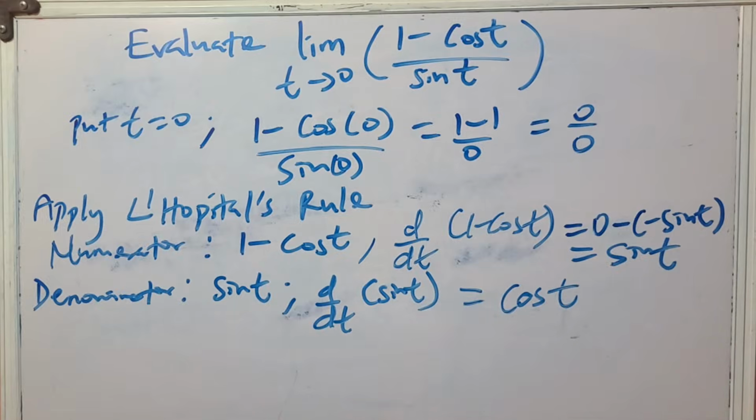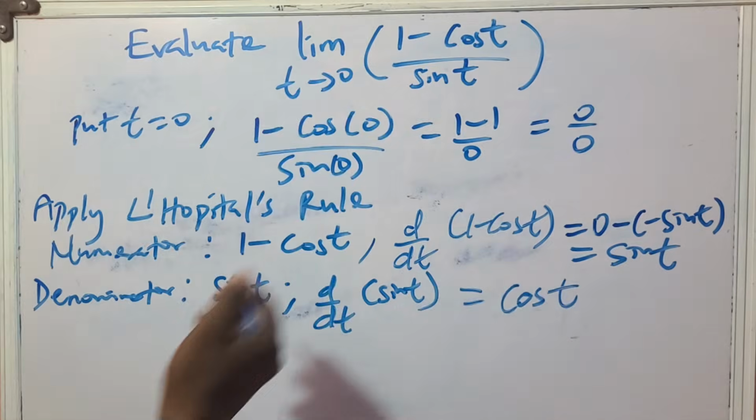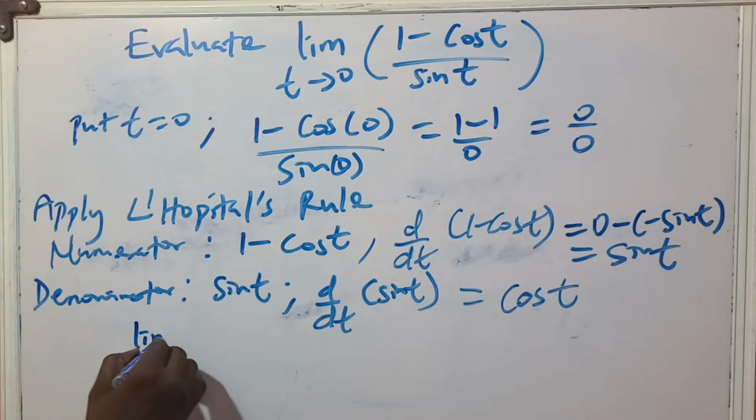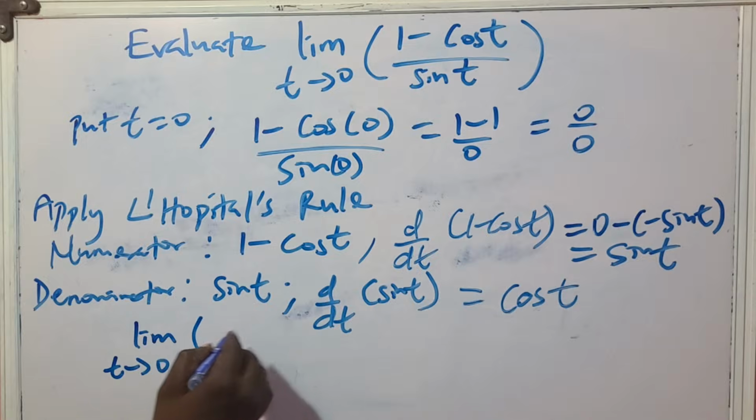All right. So now you want to evaluate the limit of the new expression. What's going to be the new expression? The new expression will obviously now be the limit of, as t tends to 0, sine t over cos t.